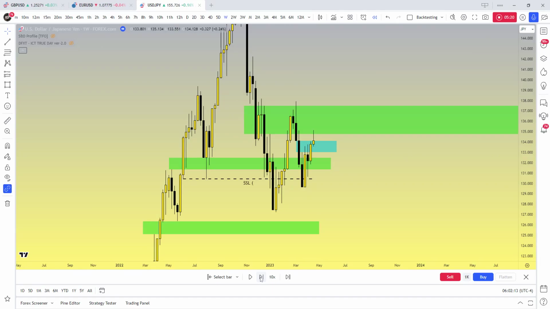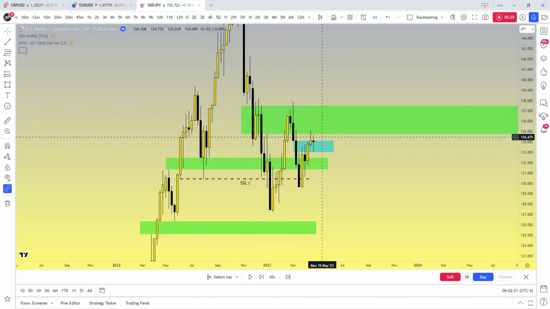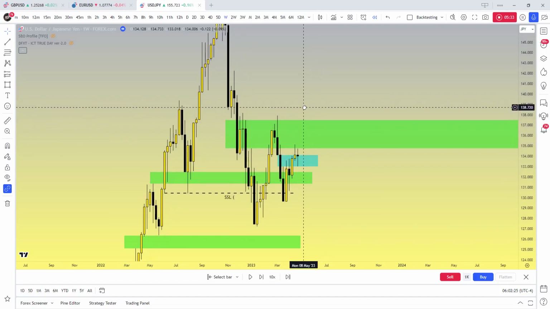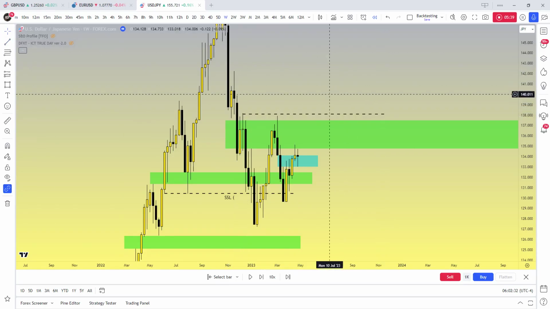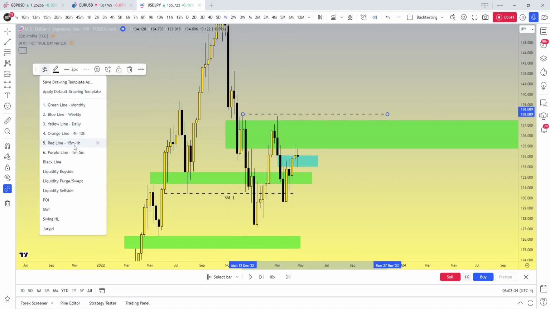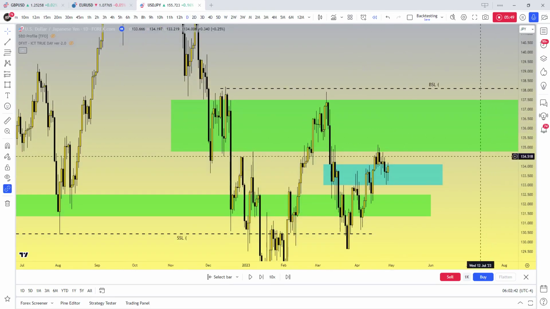Let me see a nice close above. Okay, just a weekly. I could go down to the daily and look for higher prices. There are some nice relative equal highs here that could be taken out and be used as a target. So let's go down to the daily time frame.